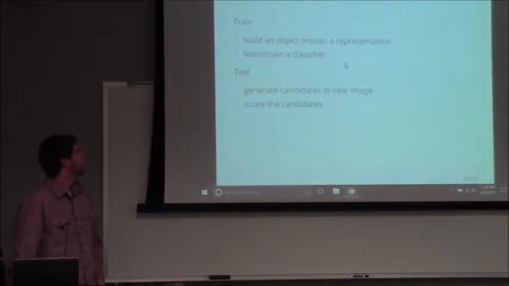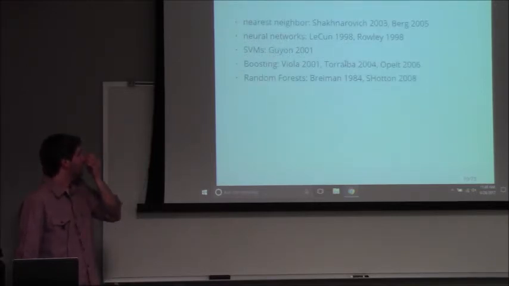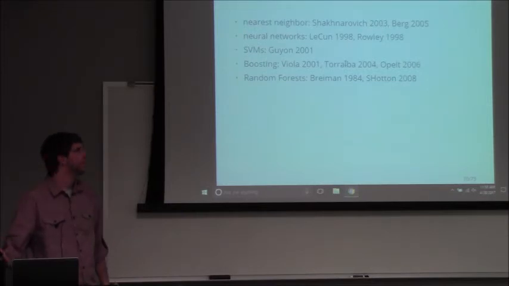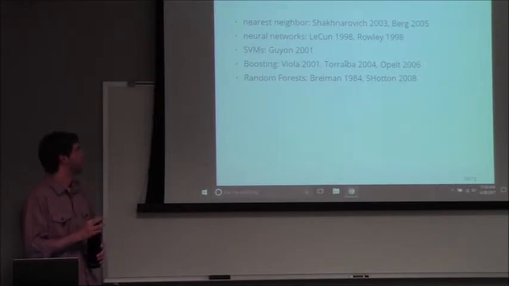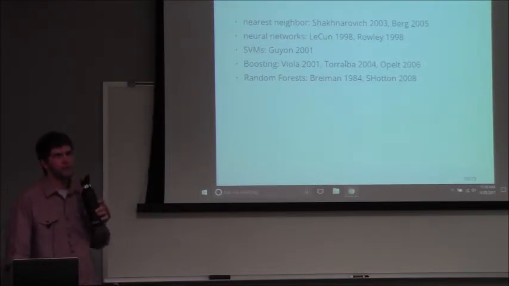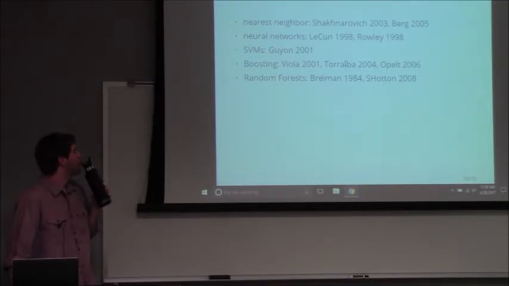And then discriminative models are really just classification problems. So you build a model, you train a classifier, you generate new samples, and you figure out which class it's most likely to be in. So these are some of the common ones that are used in computer vision. They're very big on boosting and SVMs, and they're starting to get more into random forests now.